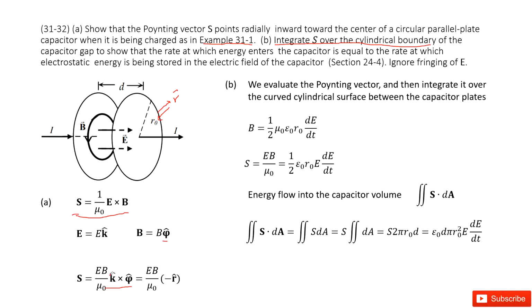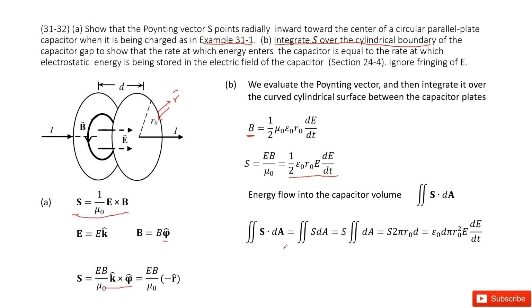First, we need to write down the magnitude of the Poynting vector S. As we know, the magnitude is EB divided by μ0, so we write EB divided by μ0. It tells you to ignore fringing of E, so B can be written in terms of the electric field. This is by the Maxwell equation. Now we put B in, and we get the Poynting vector S as a function of E. Then we integrate S over the cylindrical boundary.